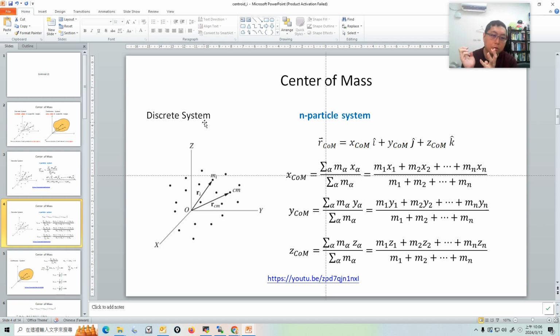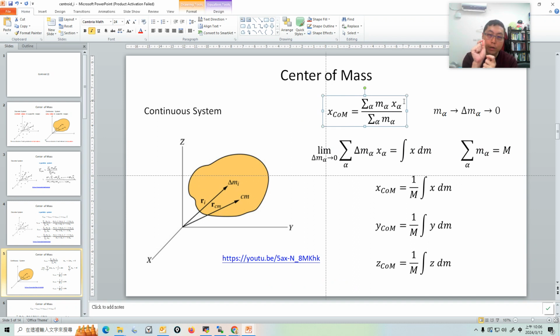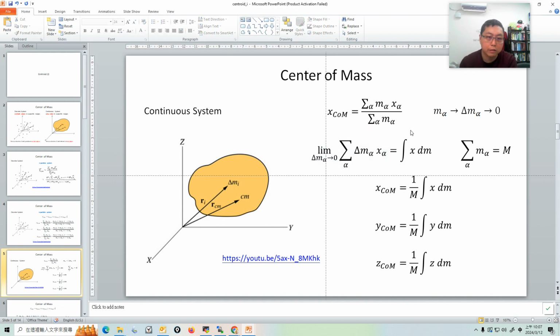So we can transform this discrete system formula to the continuous system formula. How do we do that? For the x component, suppose the mass of each particle is very small, very close to zero. The summation of m alpha x alpha changes to delta m alpha, a tiny mass, times its x coordinate, and as delta m alpha approaches zero, this summation is just equal to the definition of integration. So the summation becomes the integral of x dm.